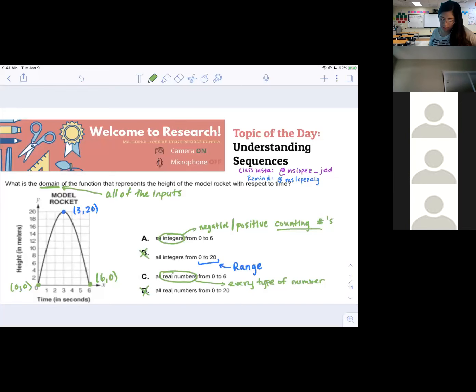Good. C, all real numbers, because time doesn't skip. You can't just teleport, right? Time doesn't skip any numbers. So whenever we're talking about time, especially, that's always going to be all real numbers because time doesn't skip from 1 to 2. It takes everything in between.